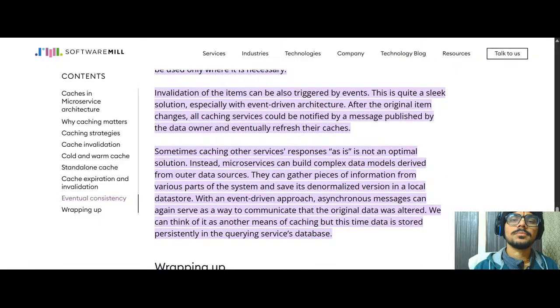Invalidation of the items can also be triggered by the events. This is quite a sleek solution, especially with the event-driven architecture. After the original item changes, all the caching services could be notified by a message published by the data owner and eventually refresh their cache as well. Invalidation of the items can also be triggered by the events. This is quite a sleek solution.